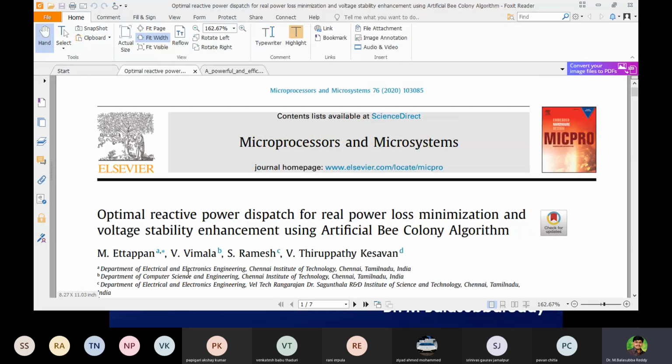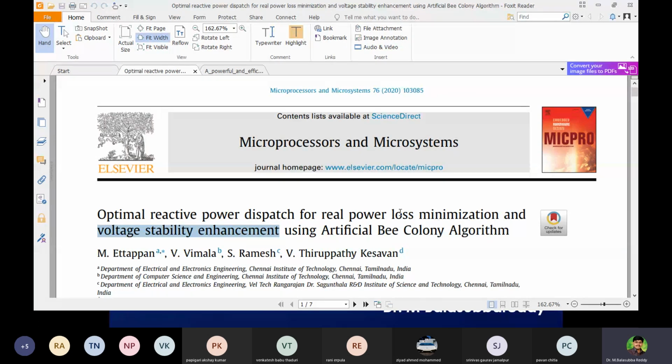This is one of the latest journal papers, from 2020. Optimum reactive power dispatch for real power loss minimization and voltage stability enhancement using artificial bee colony algorithm. So once you know this algorithm, we can apply it to our real problem, like a power system problem or anything. Not only power loss minimization or cost minimization you can use it, but also emission minimization, voltage stability enhancement, and voltage deviation minimization.